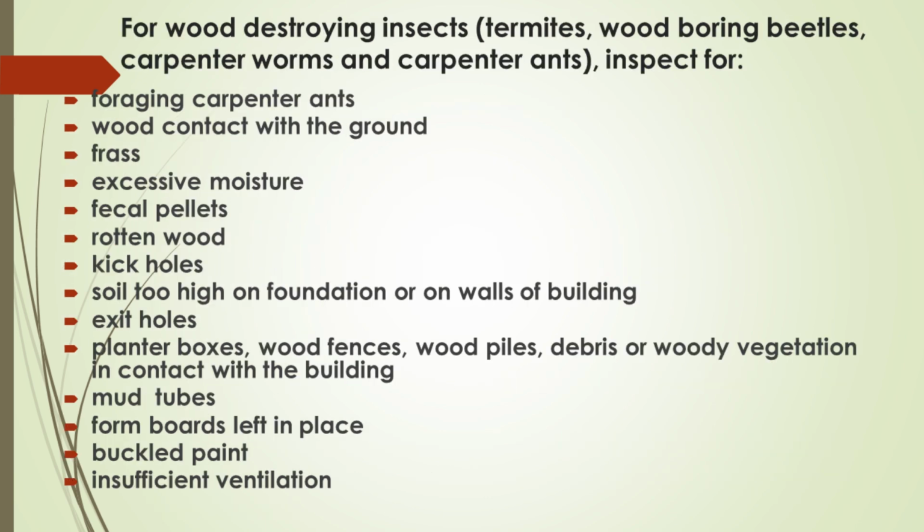For wood-destroying insects, termites, wood-boring beetles, carpenter worms, and carpenter ants, inspect for foraging carpenter ants, wood contact with the ground, frass, excessive moisture, fecal pellets, rotten wood, kick holes, soil too high on foundation or on walls of building, exit holes, planter boxes, wood fences, wood piles, debris or woody vegetation in contact with the building, mud tubes, form boards left in place, buckled paint, insufficient ventilation.